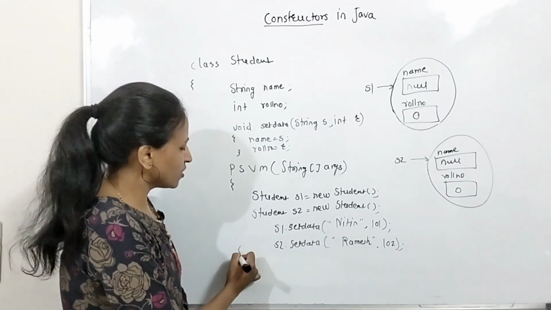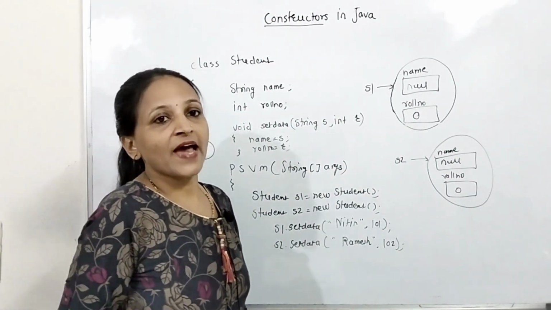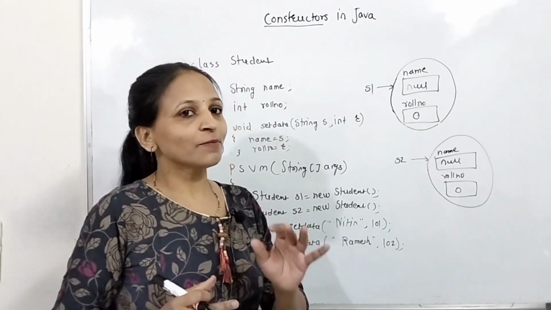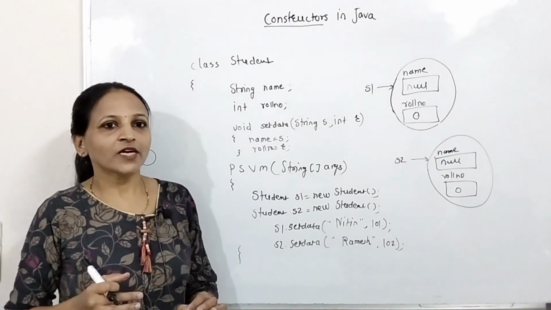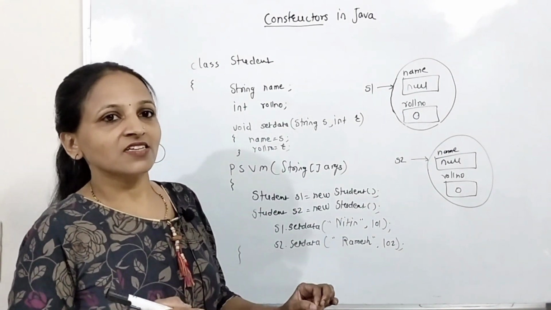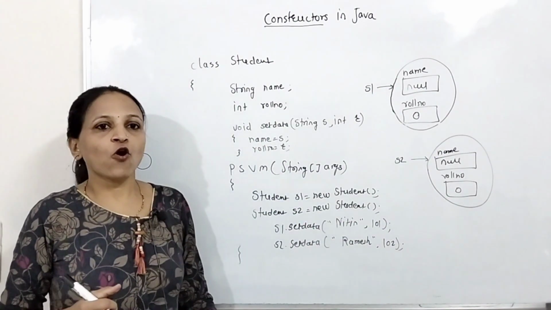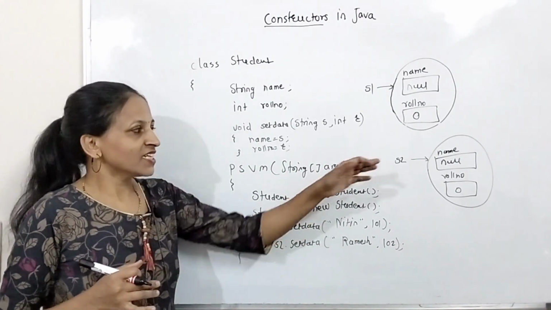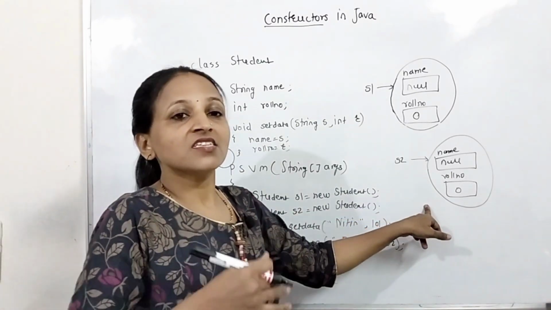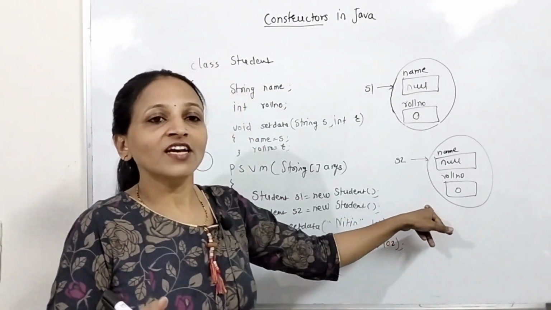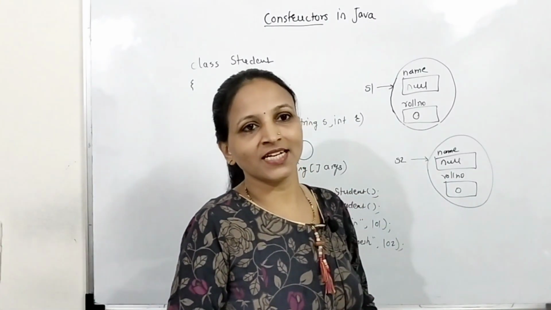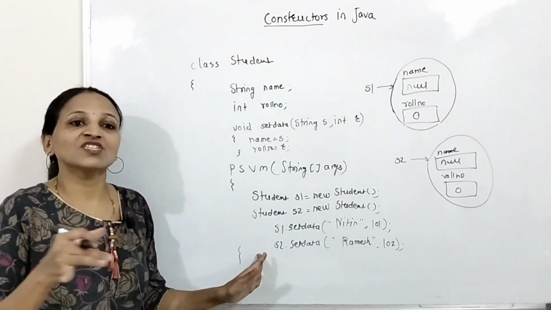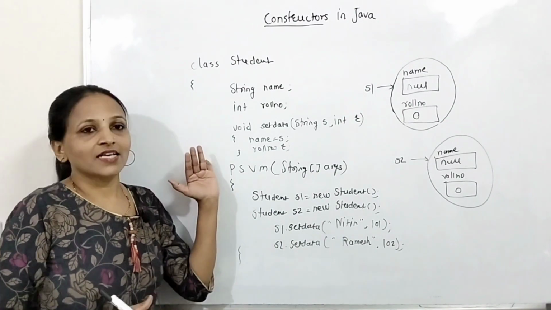Now see here, for all created objects we have to call this setData method explicitly, and only then the members like name and roll number will be initialized. Now this is not a good practice. Instead of that, Java has provided one special thing, that is nothing but a constructor. That constructor will be automatically called whenever an object is created. Means whenever any object is created, the constructor will get automatically called. No need to call it explicitly. This overhead will be reduced if we use constructors in a class.